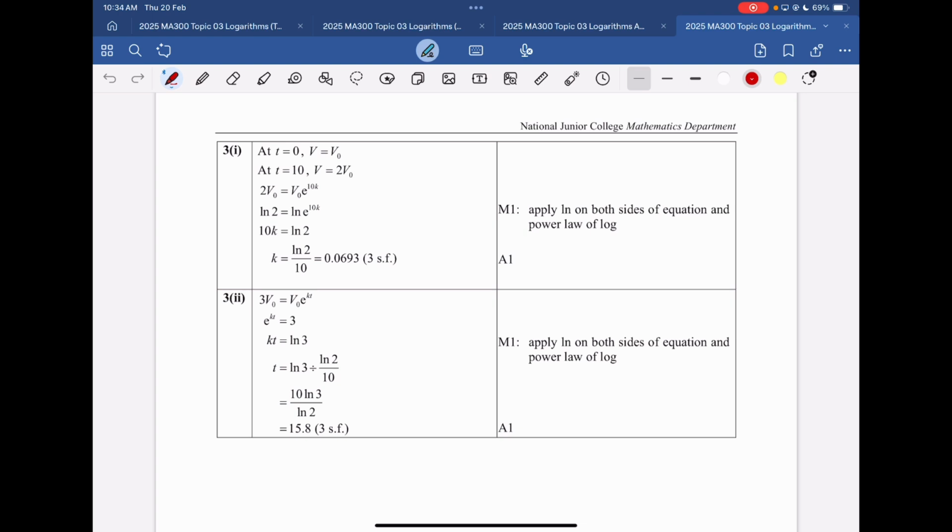Okay, so you do me a favor. When you draw your graph, you must remember to put the asymptote. Okay, asymptote: x equals 0, y equals 0.